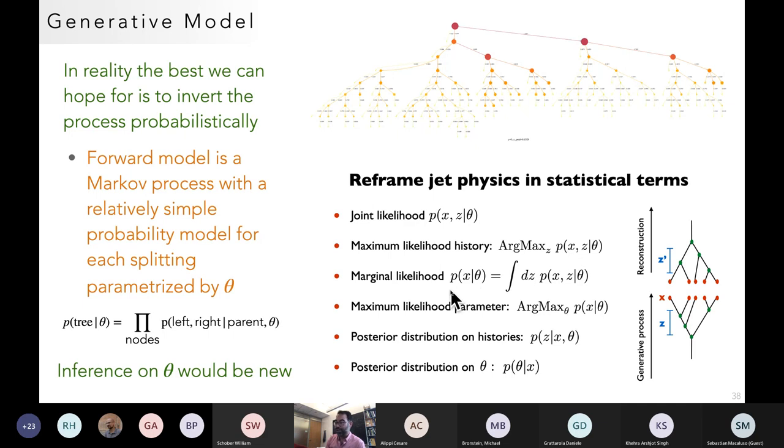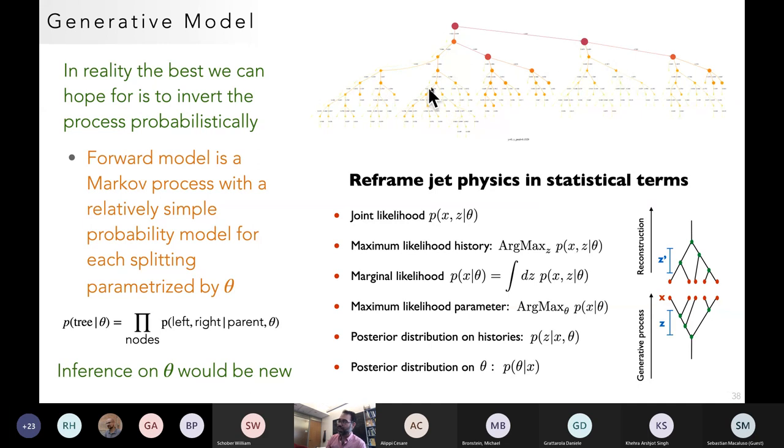Or I might be interested in a marginal likelihood. Here I wrote it as an integral. Technically it's a sum because it's discrete, but I would want to sum over all the possible clustering histories Z, and then calculate the probability of the observed data given the parameters. And this is really the most physically meaningful thing. The problem is that this integral is over an enormous space.